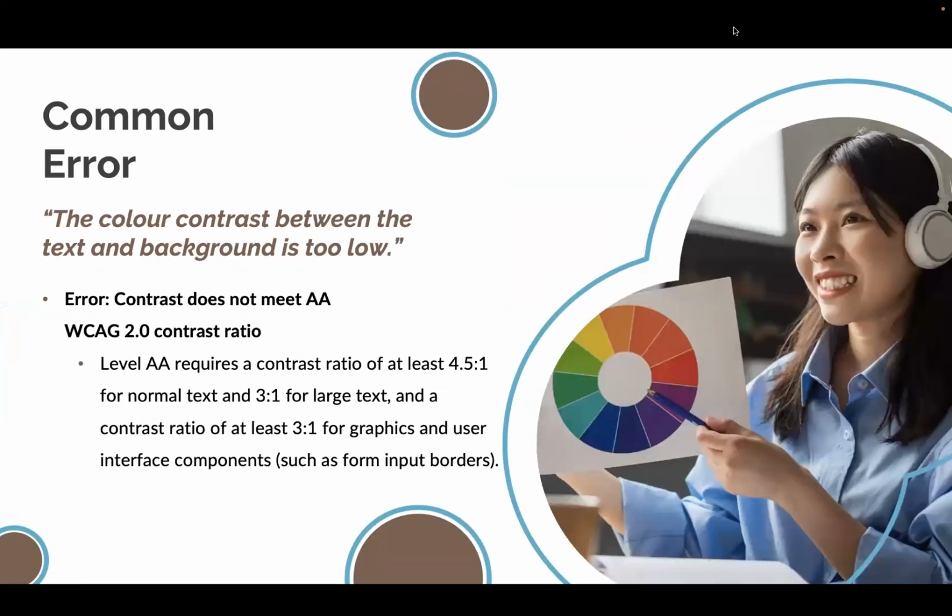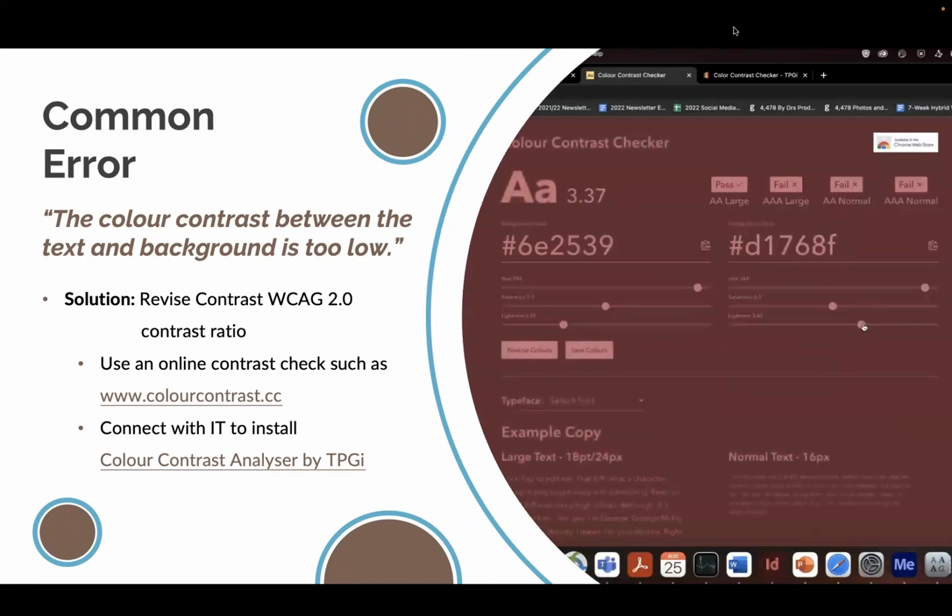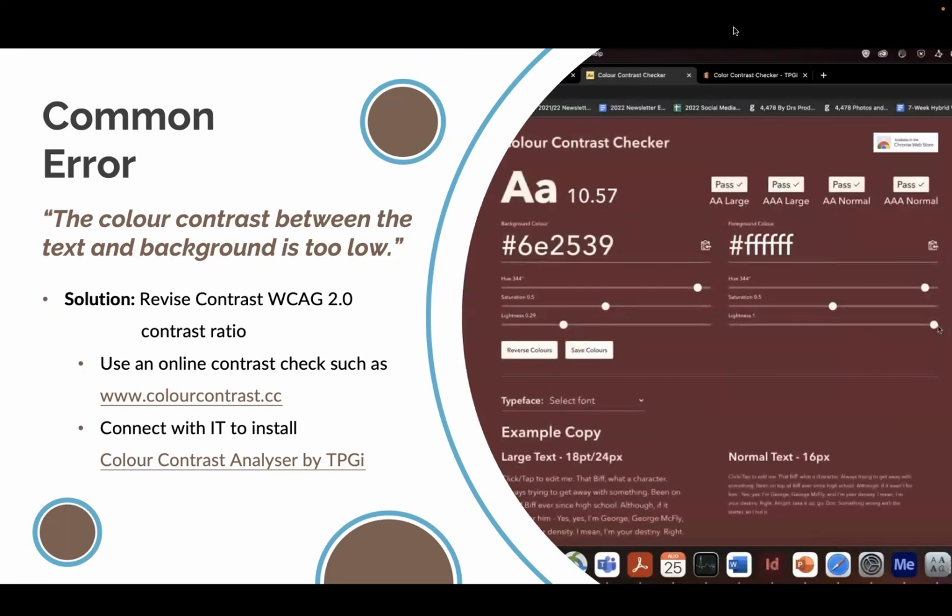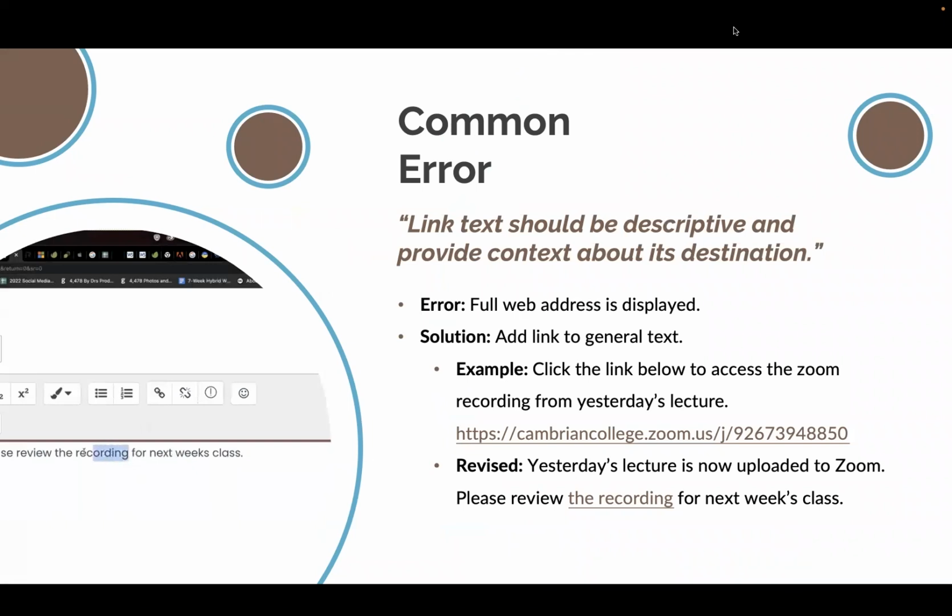The next common error is color contrast between the text and background is too low. In order to meet WCAG 2.0 contrast ratio, we need to ensure that our contrast for normal text is at least 4.5 to 1, 3 to 1 for large text, and a contrast ratio of at least 3 to 1 for graphics and user interface components, such as form input borders. To review color contrast, you can use a variety of online tools to help determine a contrast that is suitable for your Moodle shell.